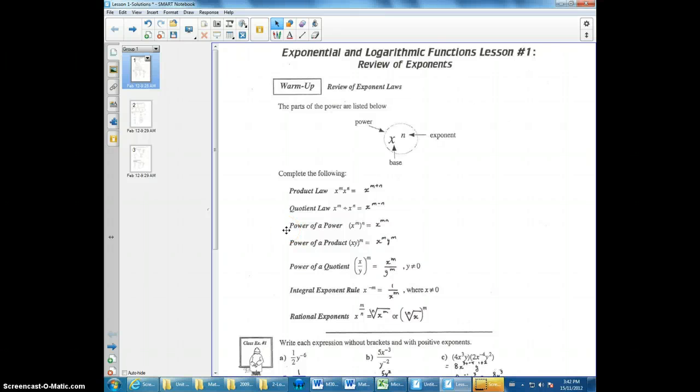Okay, if you can grab your sheet, I will go through lesson one of our next unit, which is called exponential and logarithmic functions. A quick review of exponents, which you've seen since grade 9. If I look simply at x to the power of n, we call x the base, the exponent is n, and the entire entity itself is called a power.